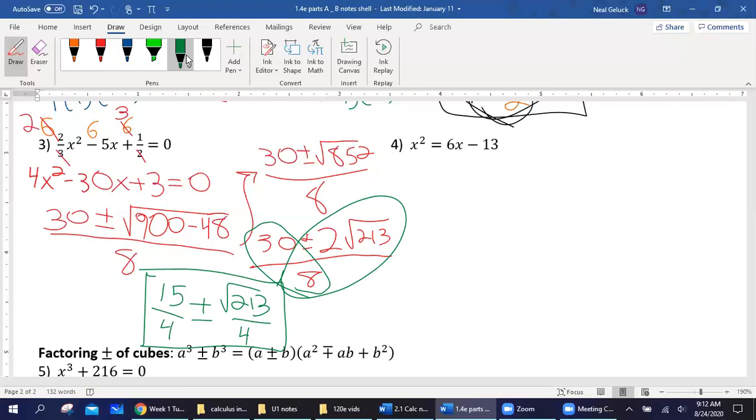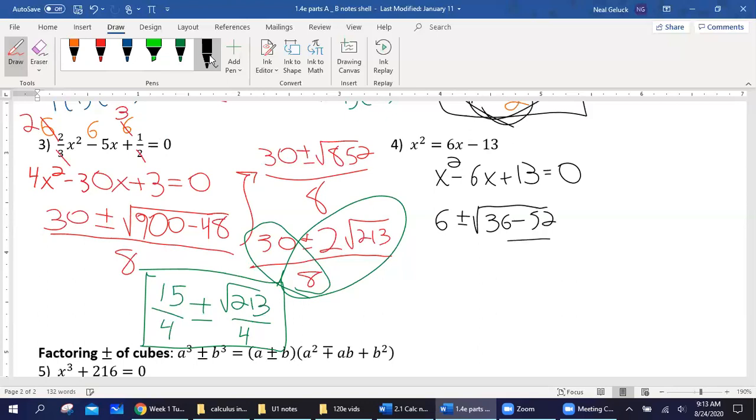For number 4, I got to move everything to the same side first. Again, this does not factor, so if I go to the quadratic formula, you're going to end up with 6 plus or minus the square root of 36 minus 52, all over 2.